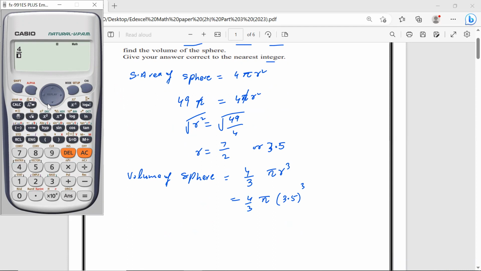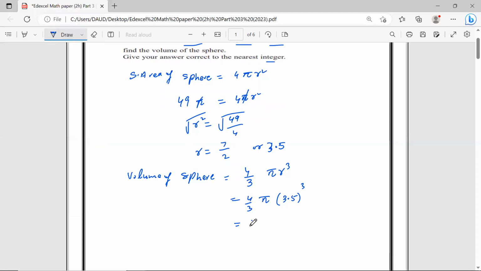So it is 4 over 3, shift π, bracket open, 3.5 cubed, which is equal to 179.6, or we can say 180. We required our answer as an integer. This is in centimetres cubed.